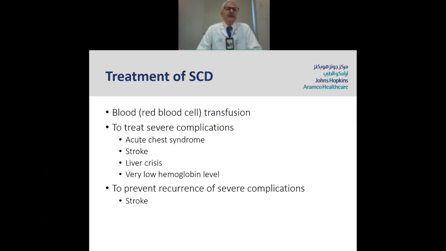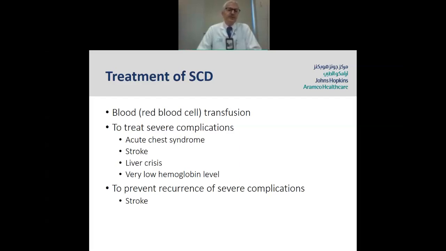Okay, medically, what can be done? Sometimes blood is excellent treatment for sickle cell disease, but it has many problems, so we don't give it lightly, we have to think about it. But it's used to treat severe complications. For example, acute chest syndrome, one of the most common indications to give the patients blood, which is an acute problem in the lungs with inflammation and decrease in oxygen and pain.